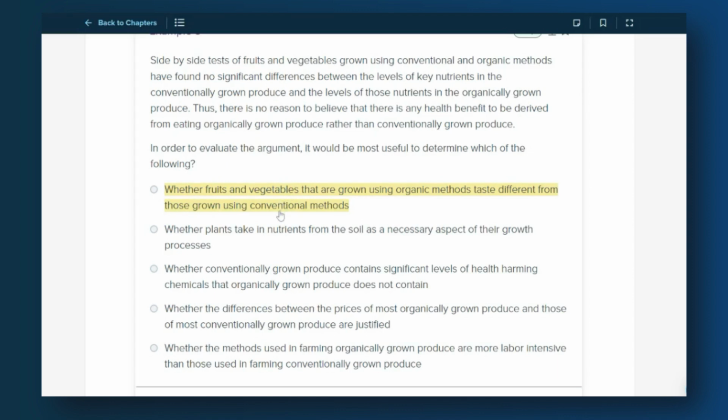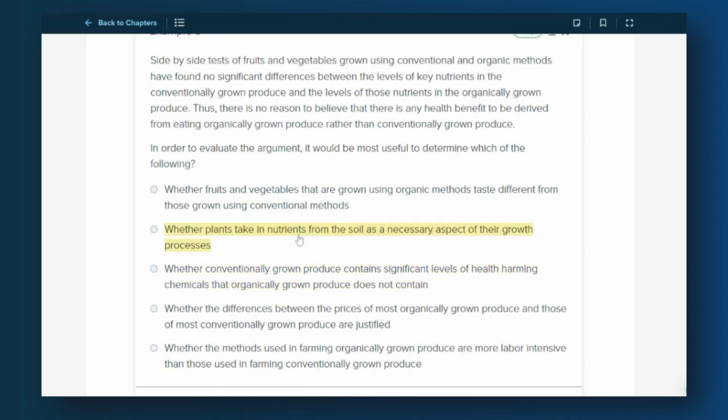A. Whether fruits and vegetables that are grown using organic methods taste different from those grown using conventional methods. This answer is about taste, but the argument is about health benefits. A good test to employ with these types of questions is to test the choice as true and see if it changes the argument, and then test the choice as false and see if it changes the argument in a different way. Whether or not the conventionally and organically grown fruits taste different doesn't strengthen or weaken the author's conclusion, so this isn't our answer.